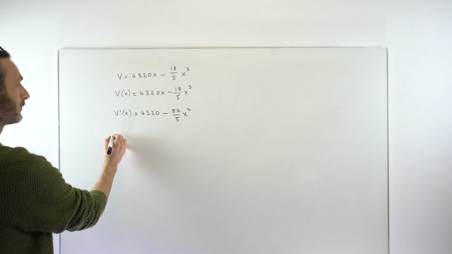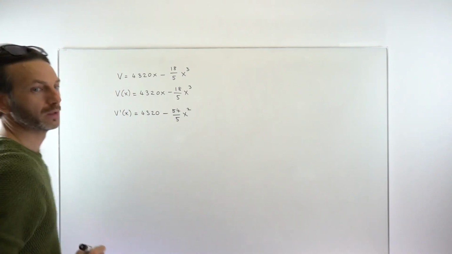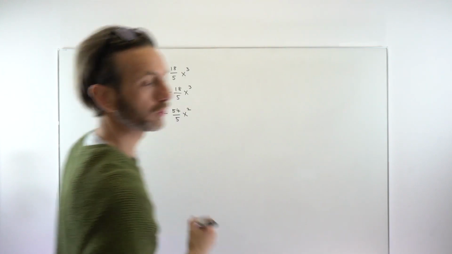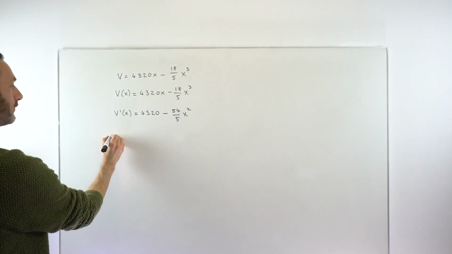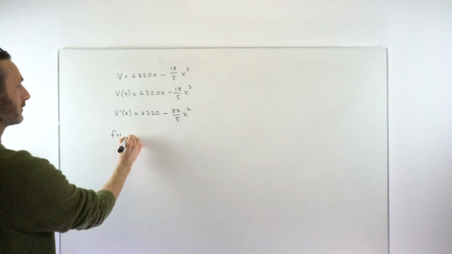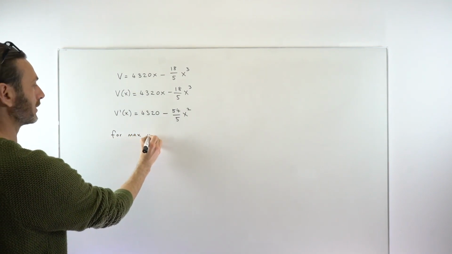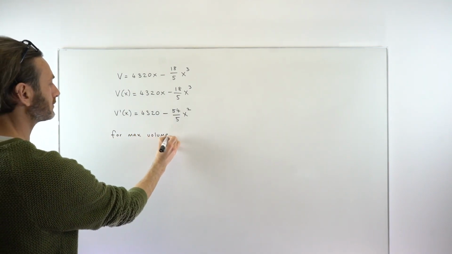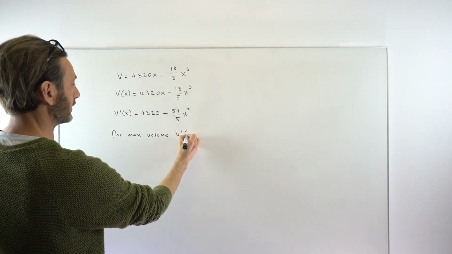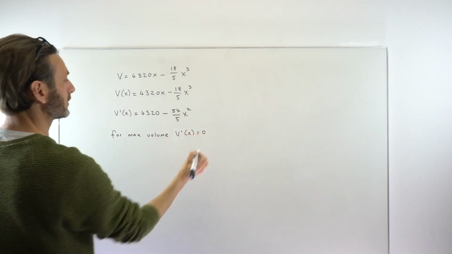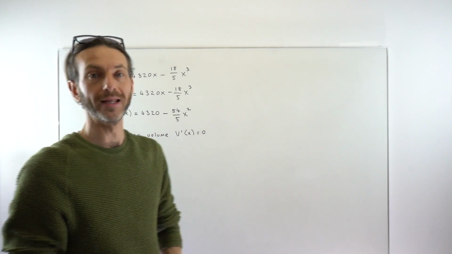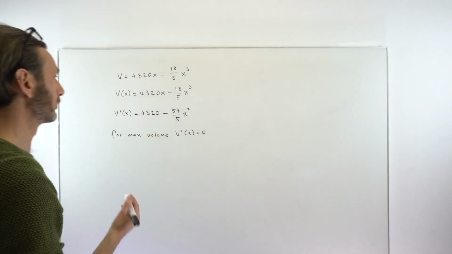For this one, we're looking for maximum volume, I think. Yeah, so maximum volume. So you should really fit it in with the question. So we could write something like, for max volume, V dash x, the derivative, is going to be equal to 0. Same concept, just a little sentence as to why you're setting it equal to 0.